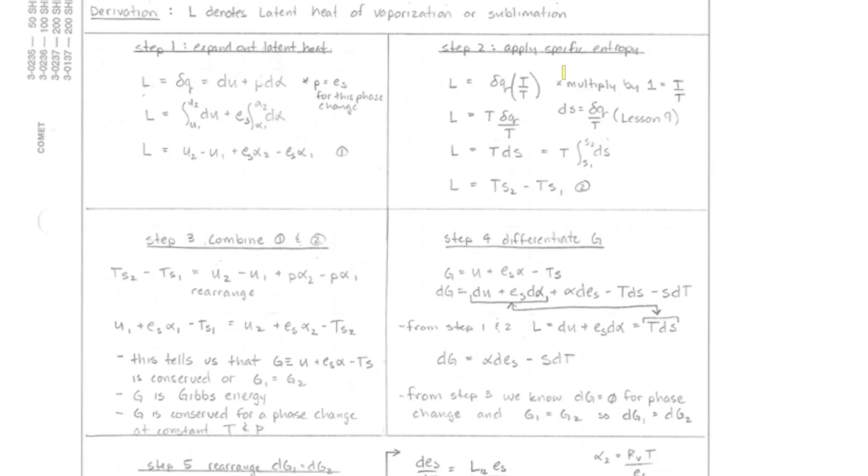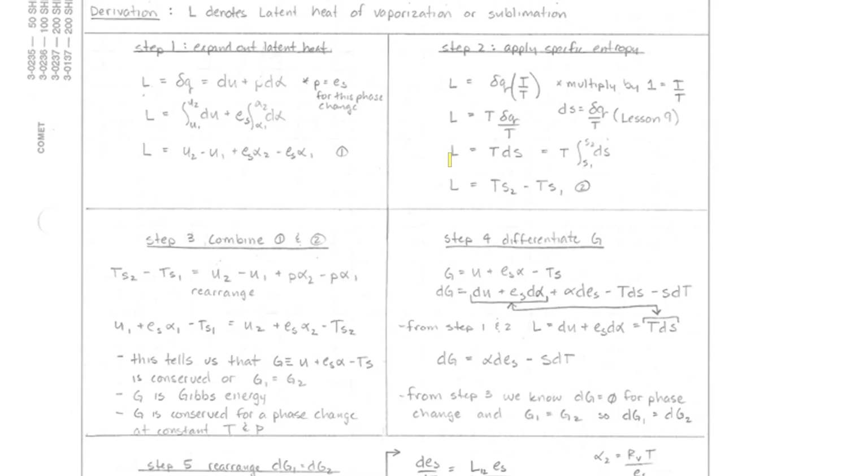Now we're going to move over to step 2. Now we're going to apply what we know to specific entropy. And we know that from this same equation over here that we started with, that L, or the latent heat of vaporization, also equals dq. It is the heat added for the phase change. Now we're just going to multiply that by 1 in the form of temperature over temperature. And what we end up with is latent heat equals T times dq over T. And from what we know of specific entropy and the equation that we previously discussed, dq over T equals the change in specific entropy. This is from lesson number 9.